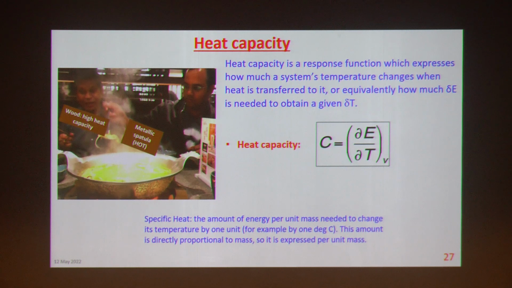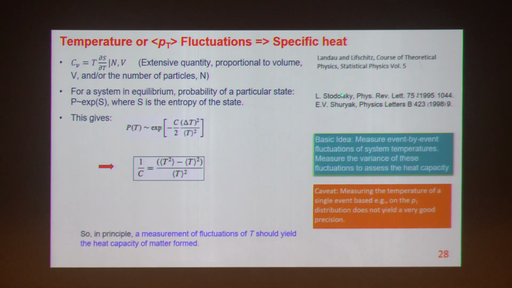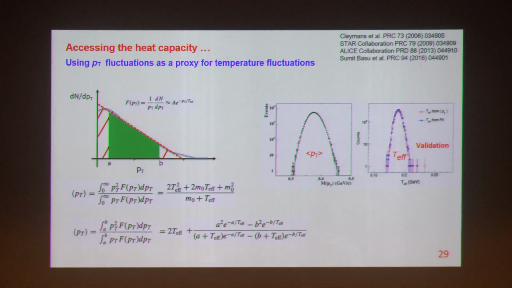So from there we want to get the heat capacity. There is a beautiful work by Stodolsky and Shuryak, shown in Physics Letters 98, and we extended this work to see if we can get a heat capacity from our calculations. 1/C = delta T squared by T squared. Simple. The heat capacity C is related to the fluctuation in temperature over temperature. Now we don't have a fluctuation in temperature, we have fluctuation in transverse momentum. We translated transverse momentum fluctuation to temperature fluctuation.